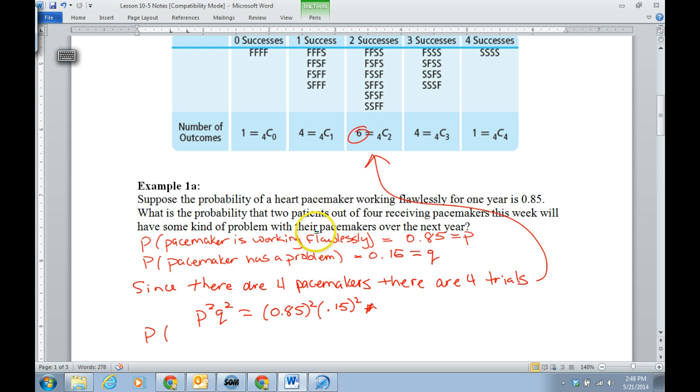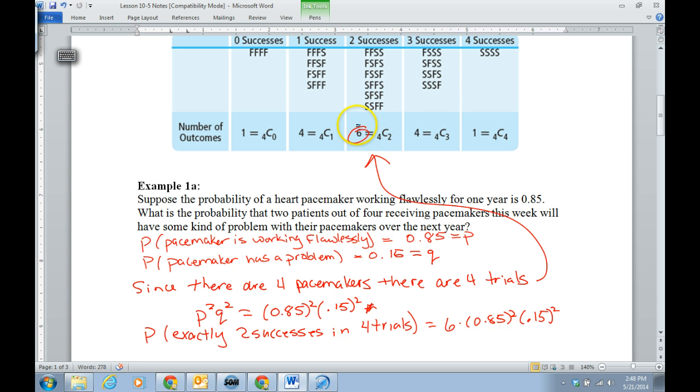Yep. So the probability of exactly 2 successes in 4 trials. You're going to find the number of possible combinations. We found it up on the chart. It's going to be 6 times our probability of just p squared q squared. And that's going to be times 0.85 squared and 0.15 squared.